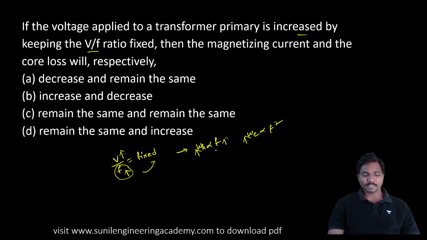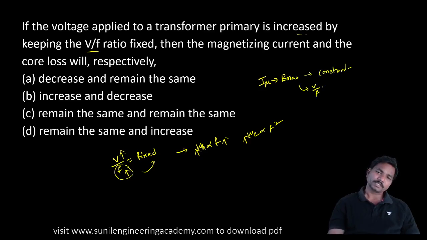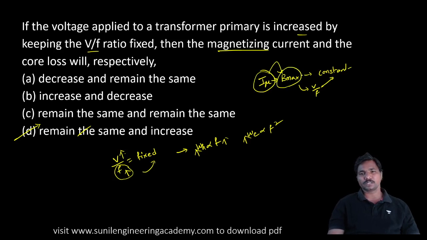Then what about the magnetizing current? Magnetizing current depends upon B max. Here B max is constant. Why? Because V by F is constant, which means B max is constant. So the magnetizing current is constant and core losses will be increased. So the answer is option D. So magnetizing current depends upon B max, and B max is constant because V by F is constant. Coming to the next question.